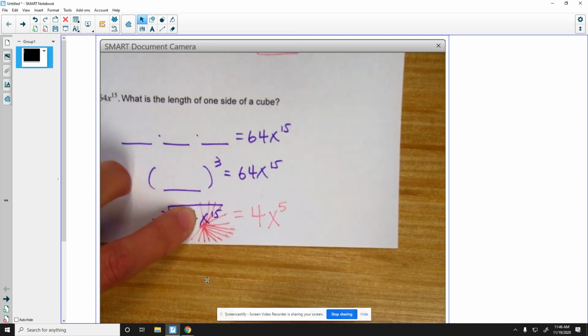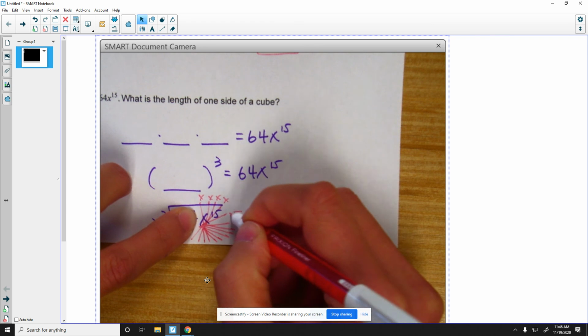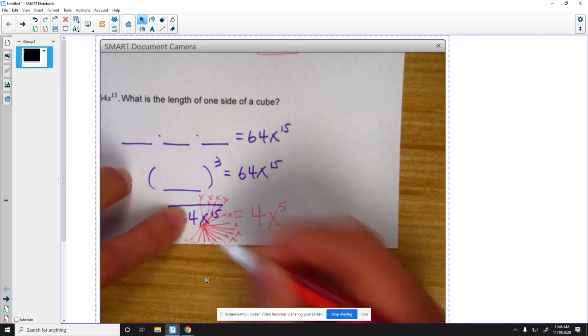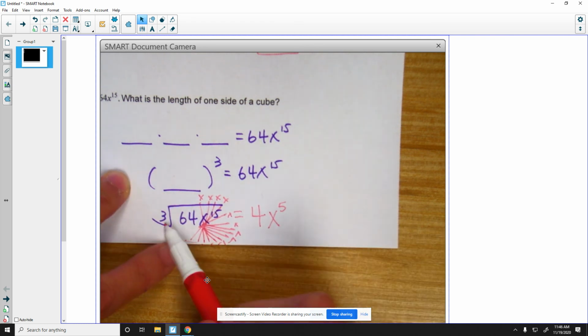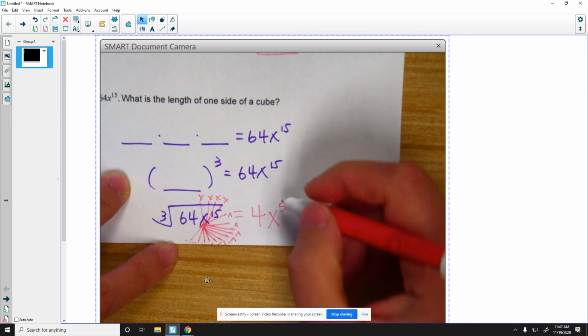Or you could say, okay, you have 15 of them, right? And then you're going to have x's all around. And then if you take out groups of 3, you have 5 groups of 3 to make 15 total. All right, so that's my final answer.